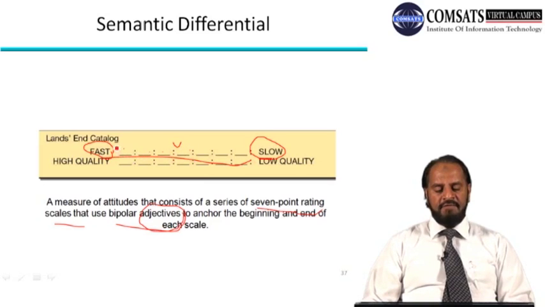If he says very fast, he will tick it somewhere here. If it's not fast but not very fast, he will tick it here. So rather than using specific adjectives, you basically use two polar adjectives to identify the feeling and let the respondent tick in between where he feels more comfortable.